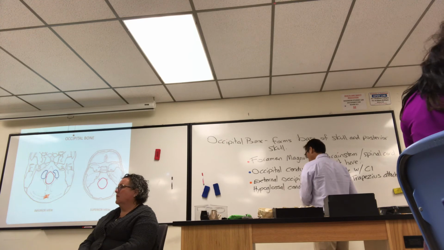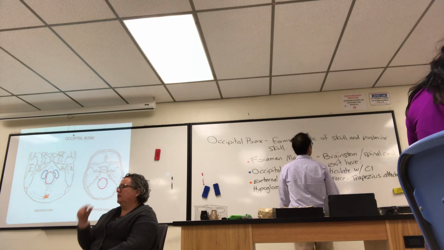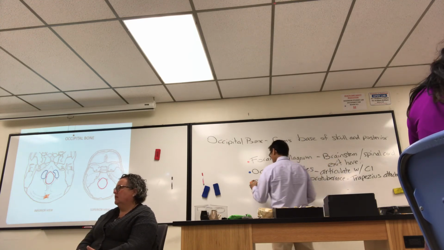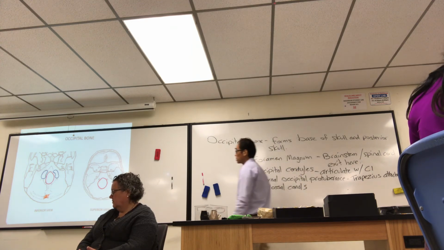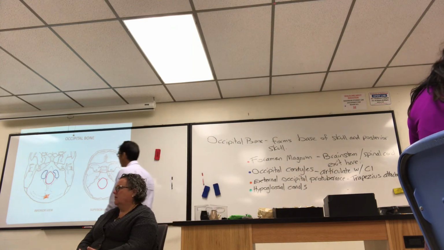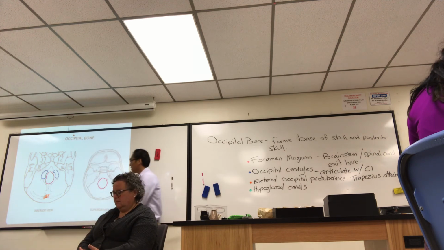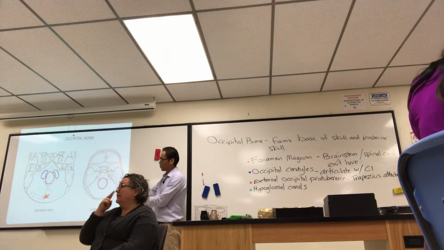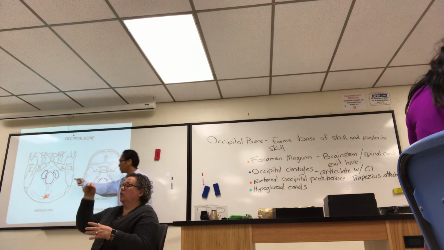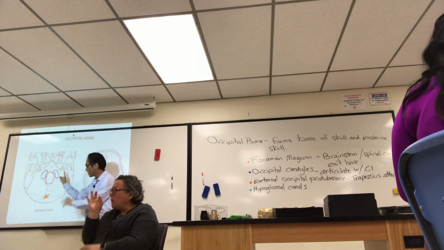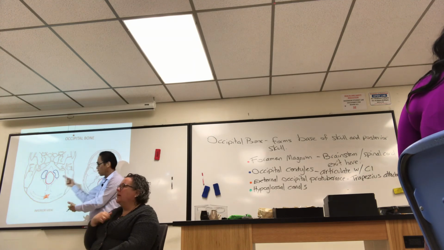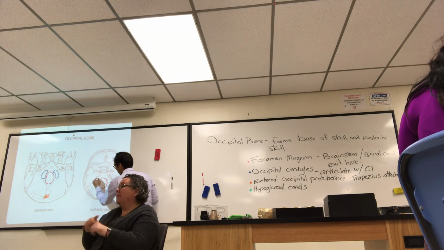Next is hypoglossal canals. I'll use green. You can see them from the superior view. You can see them from here too, but you kind of have to look for a little hole inside there. It wasn't illustrated that way. But here, I drew them in right there.